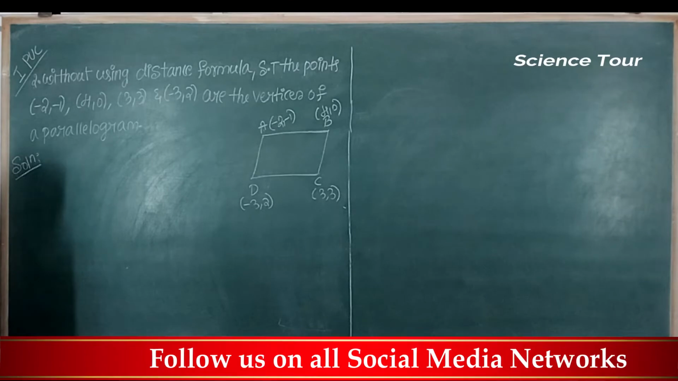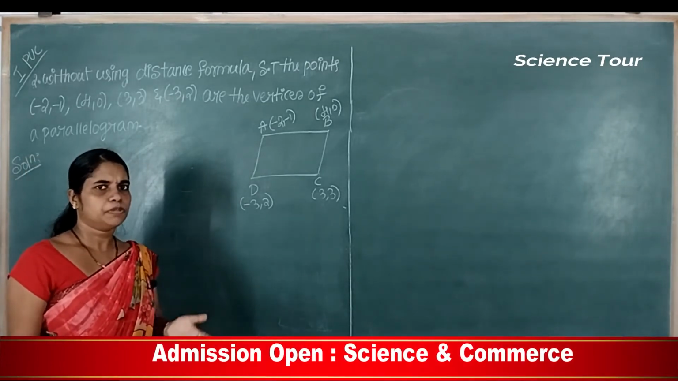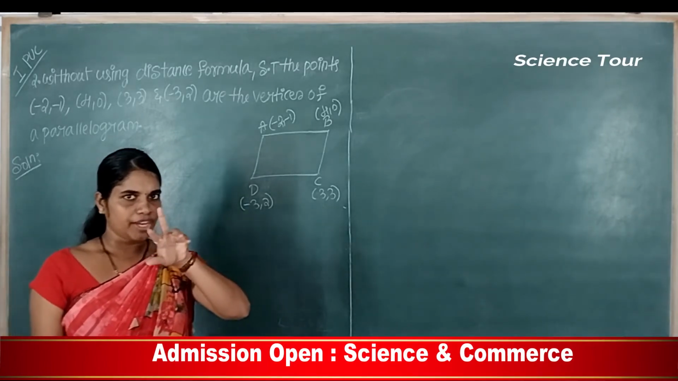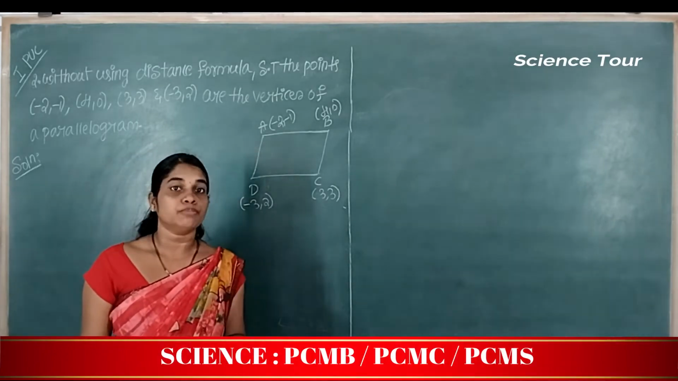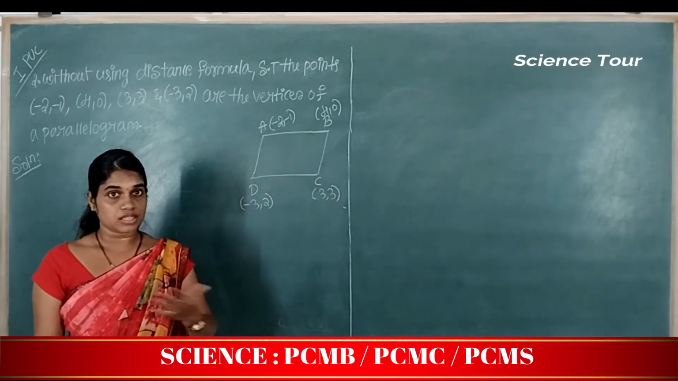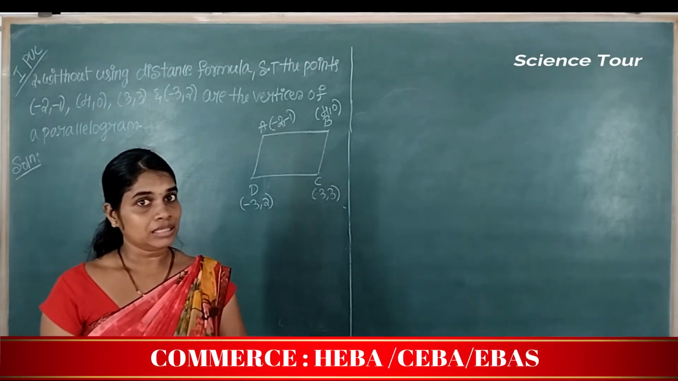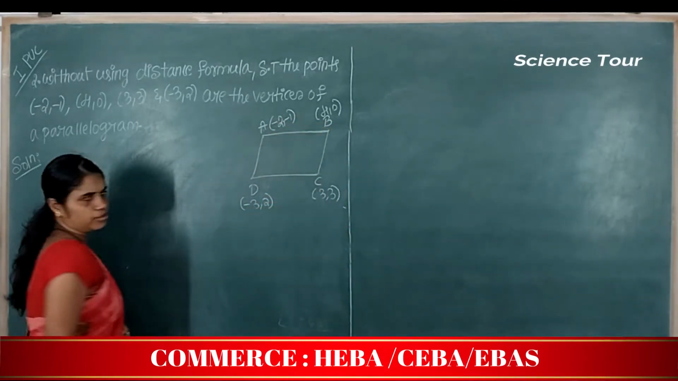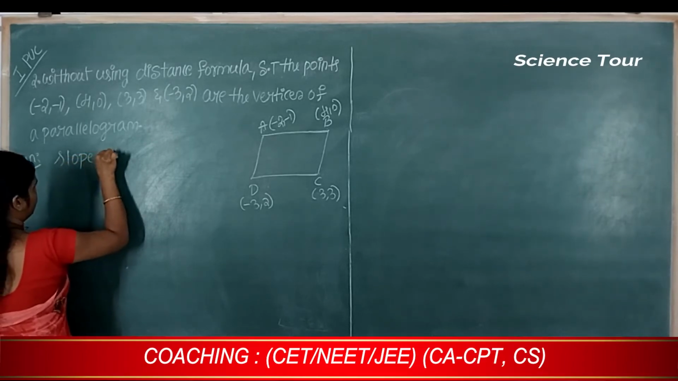Okay, we'll see the solution. Here I'll use the concept of slopes. You already studied that if the slopes of any two lines are equal, that is m1 equals m2, then those two lines are parallel, isn't it? What is the slope of any two parallel lines? The slopes of parallel lines are equal, isn't it? So first I will calculate the slope of AB.